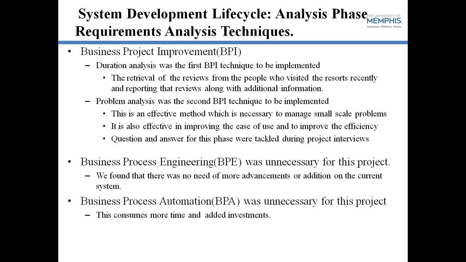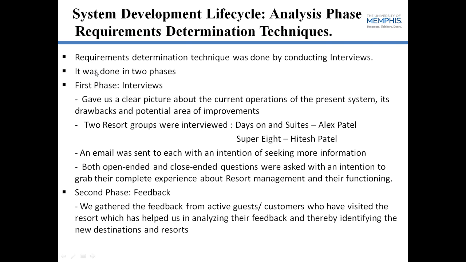Then comes business process engineering and business process automation. We found that these two techniques are not relevant or not worth implementing in our tool, so we eliminate these two phases. So our main concentration was based on business process improvement. Under business process improvement, we have duration analysis and problem analysis. So moving along, in the analysis phase, we have requirements determination techniques. What are all the requirements that we had to gather?